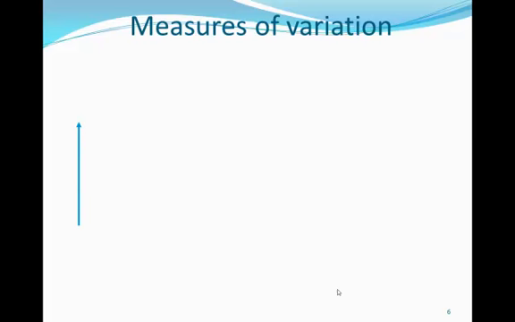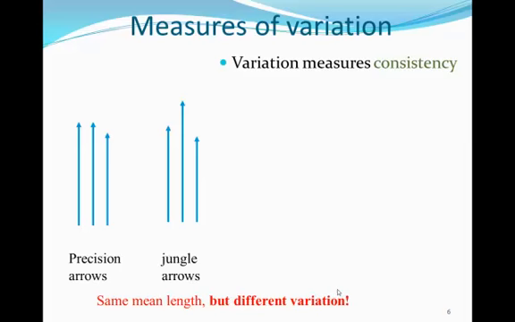So, measuring variation. Basically, variation measures consistency throughout the data. Also, we can use the range to give us a good idea of variation. Range equals the highest value minus the lowest value.